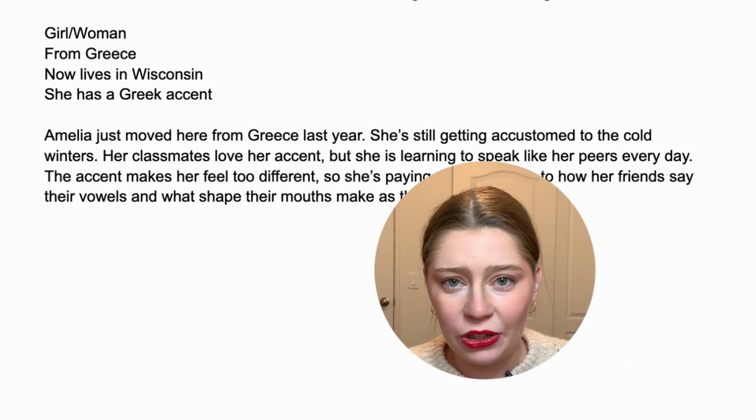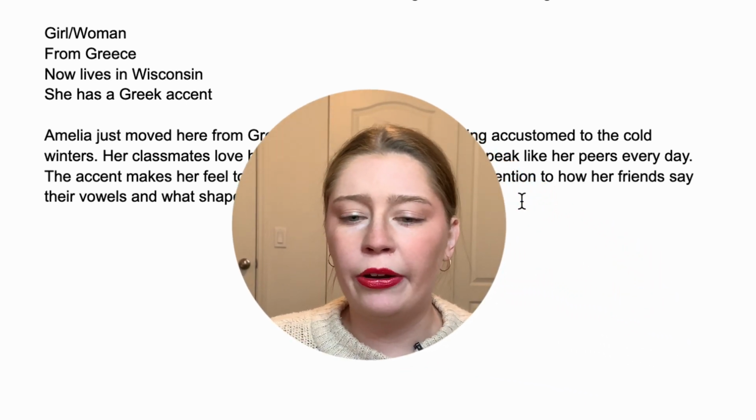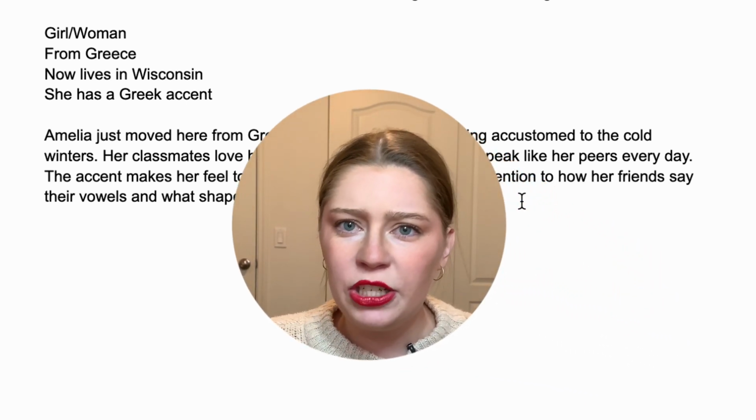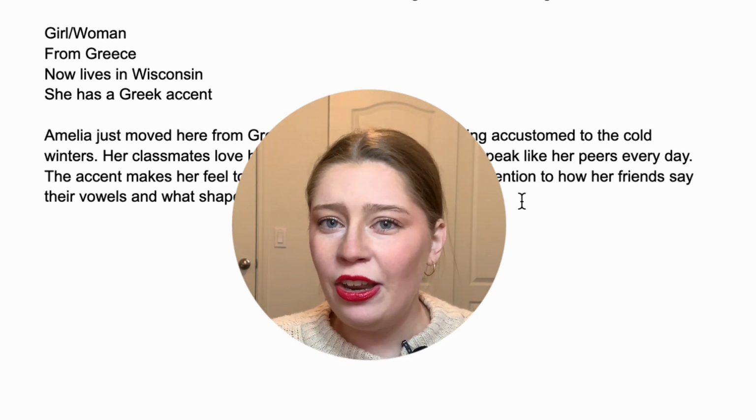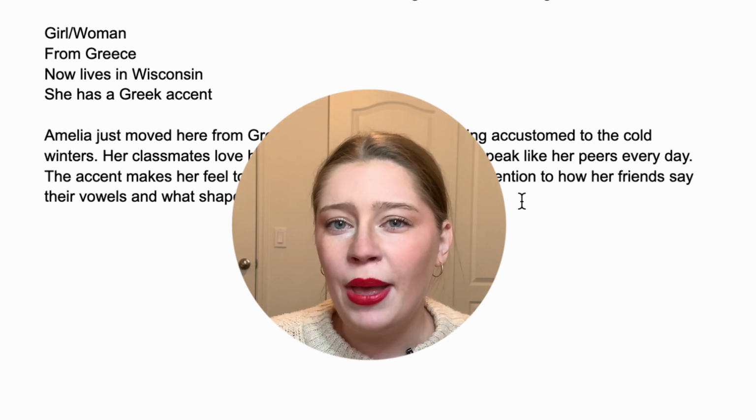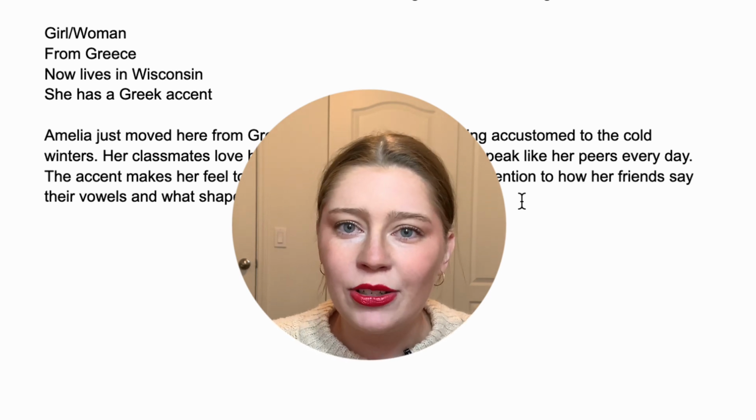So we get that she's a girl. We understand now that maybe she's a little bit younger because she has classmates in there. So maybe she's an elementary school, middle school, teenager. We don't really know yet, but we know that she's young enough to have those insecurities about where she's from and young enough to be comparing herself to her peers so specifically.